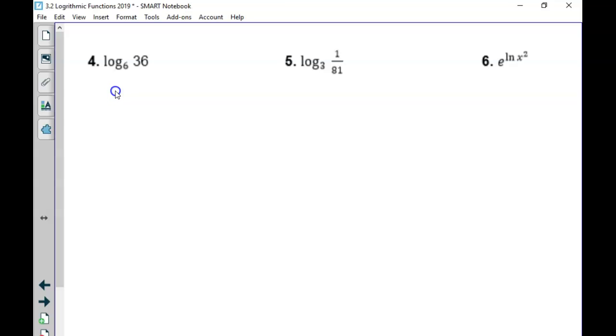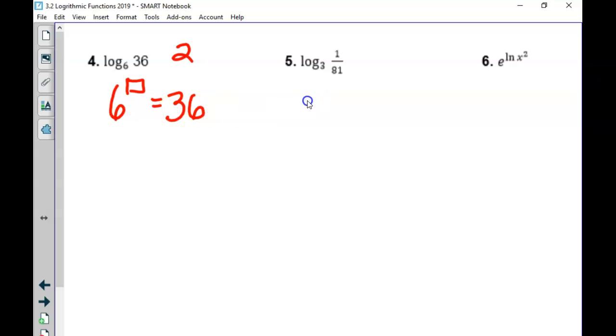Six to what power is 36? Are you on the right spot? This is what it means. There we go. You've got to be able to rewrite those and do them quickly for the quiz, okay?